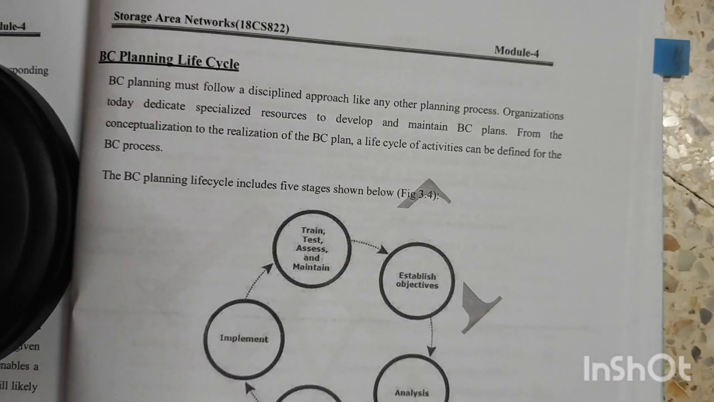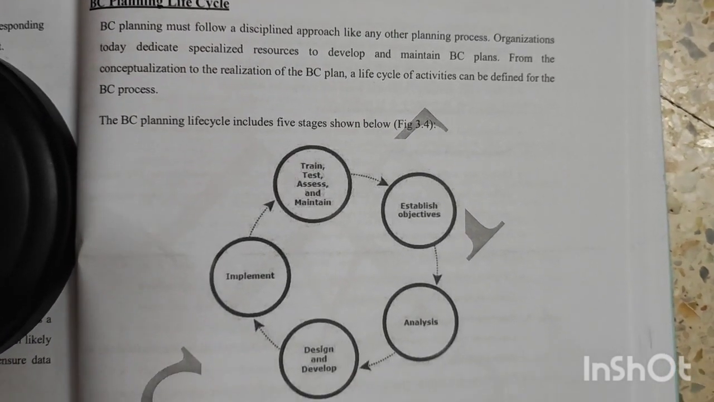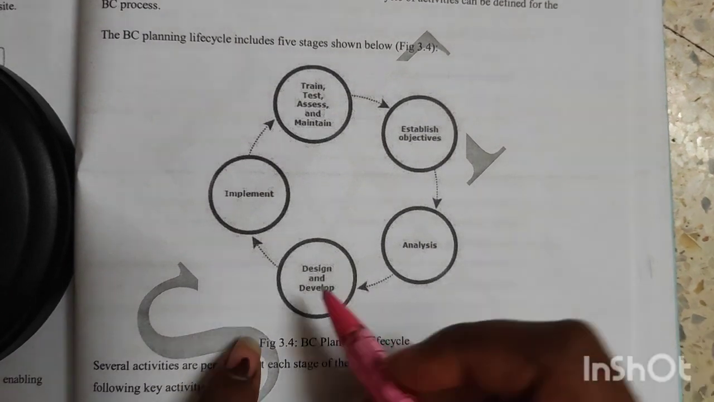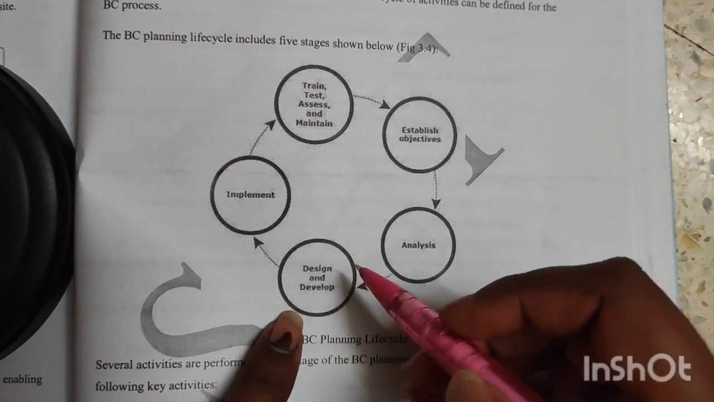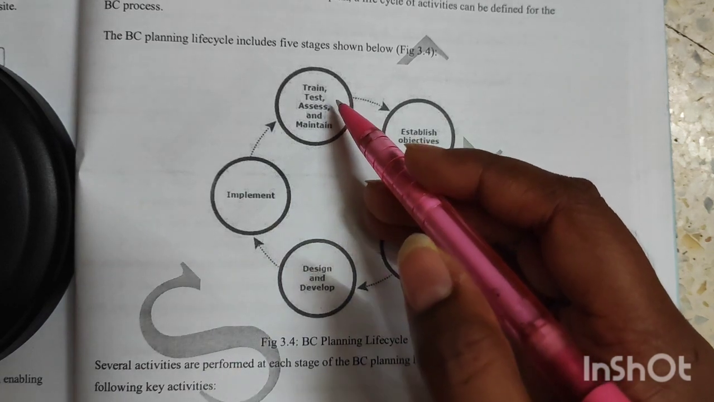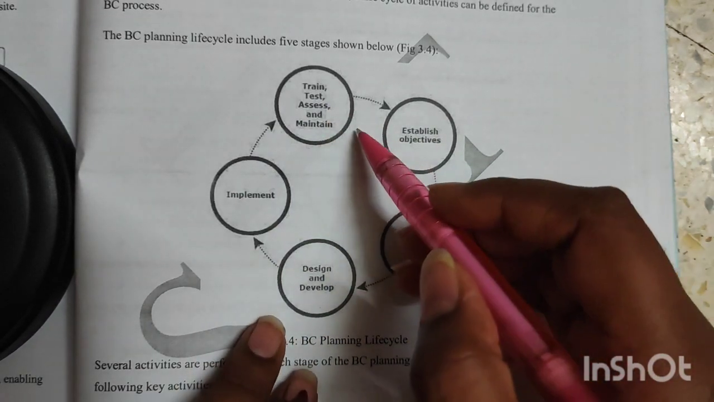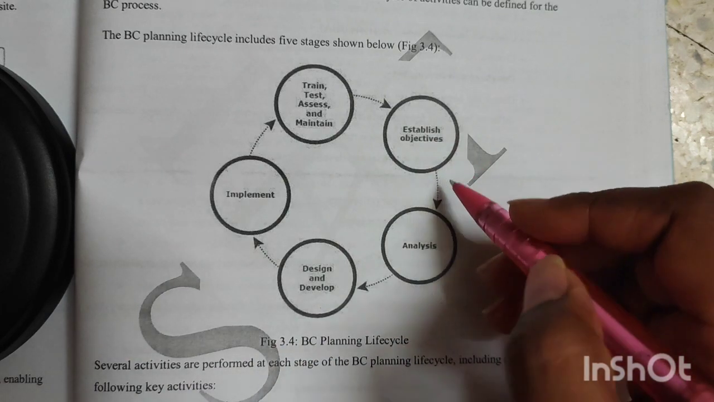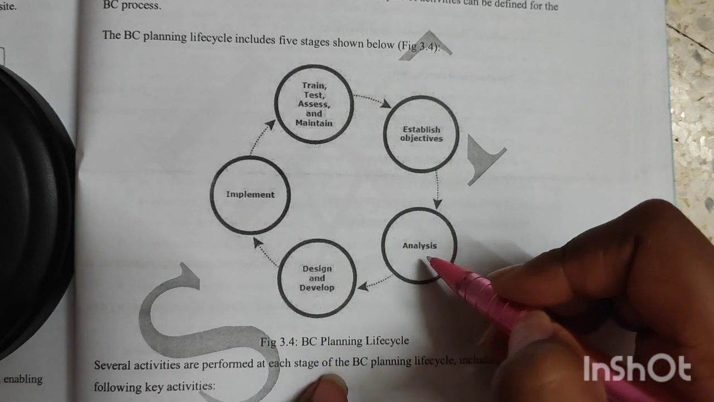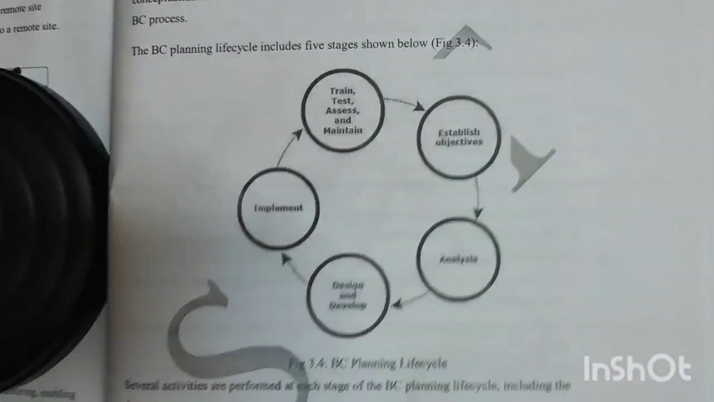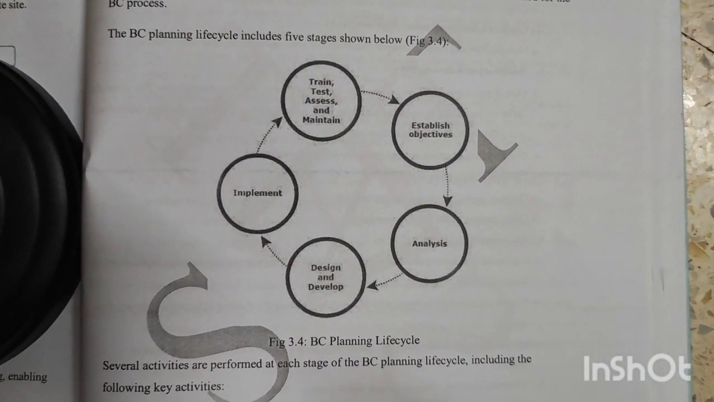So you have your BC planning life cycle. So what happens here is, you have to draw this diagram. Start with design. You design and develop. You implement your design. You test and train, and then you maintain it. You establish objectives, like what your main goals are to achieve, and then you analyze if it is matching your goals. And if it is not, then you again go to design and develop it.